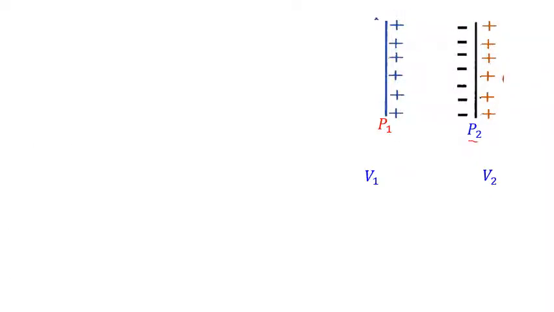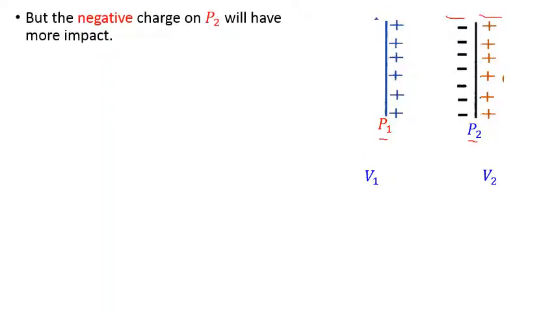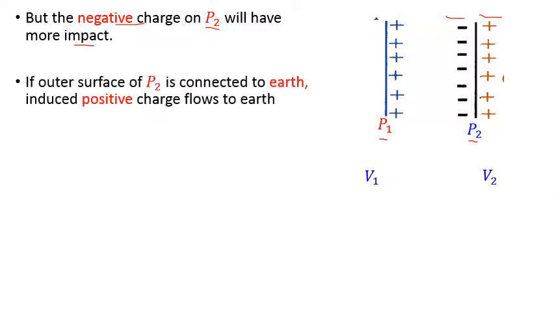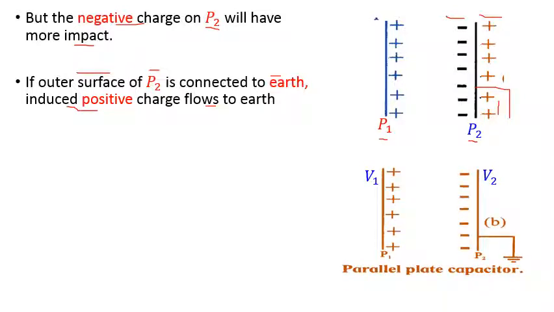Though on plate P2, negative charge is on the near side and positive charge is on the far side of this plate P1, the negative charge on plate P2 will have more impact. That's why if the outer surface of plate P2 is connected to the earth, the induced positive charge flows to the earth. This means if this outer surface is connected to the earth, these positive charges will vanish. See, this is the situation. That's why here no positive charges are shown.